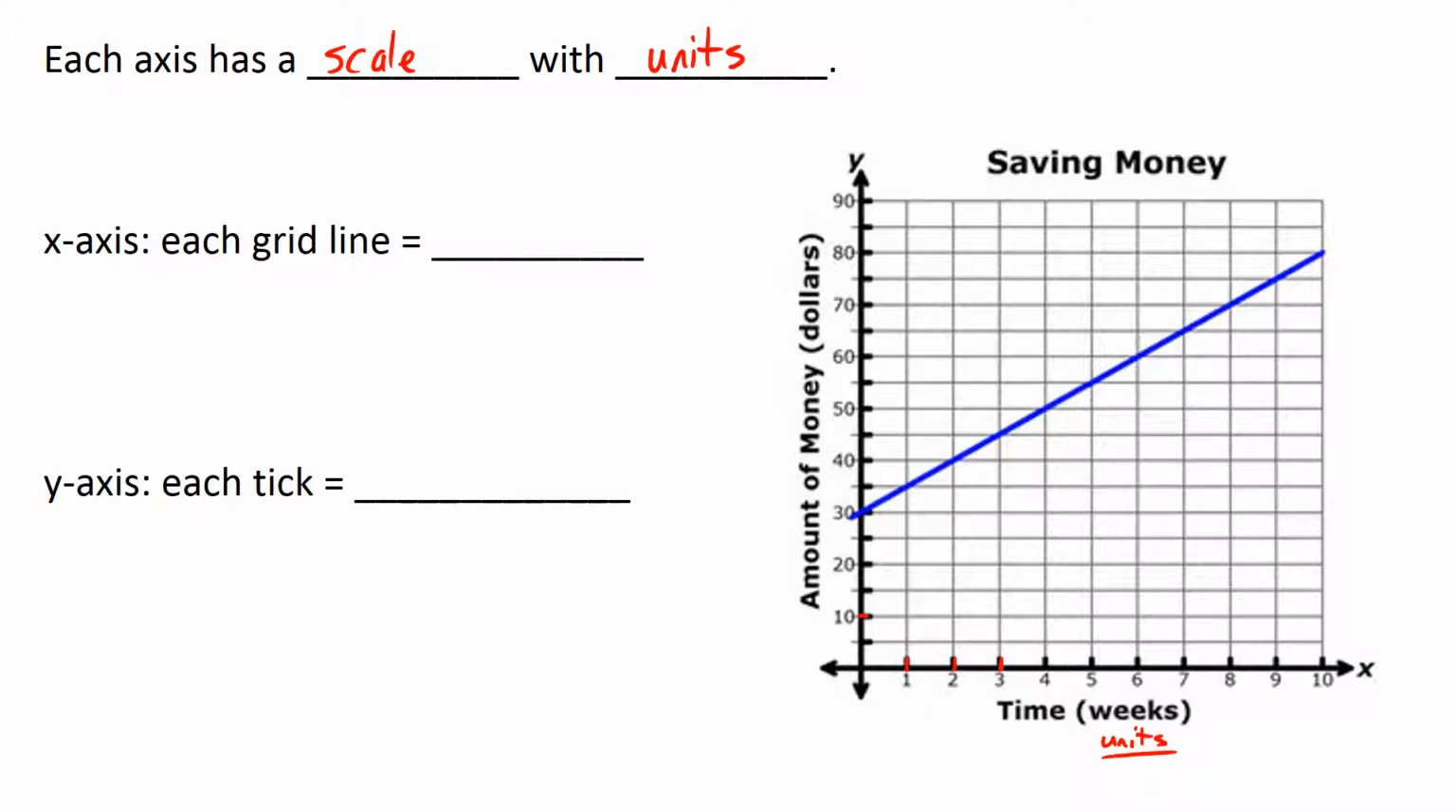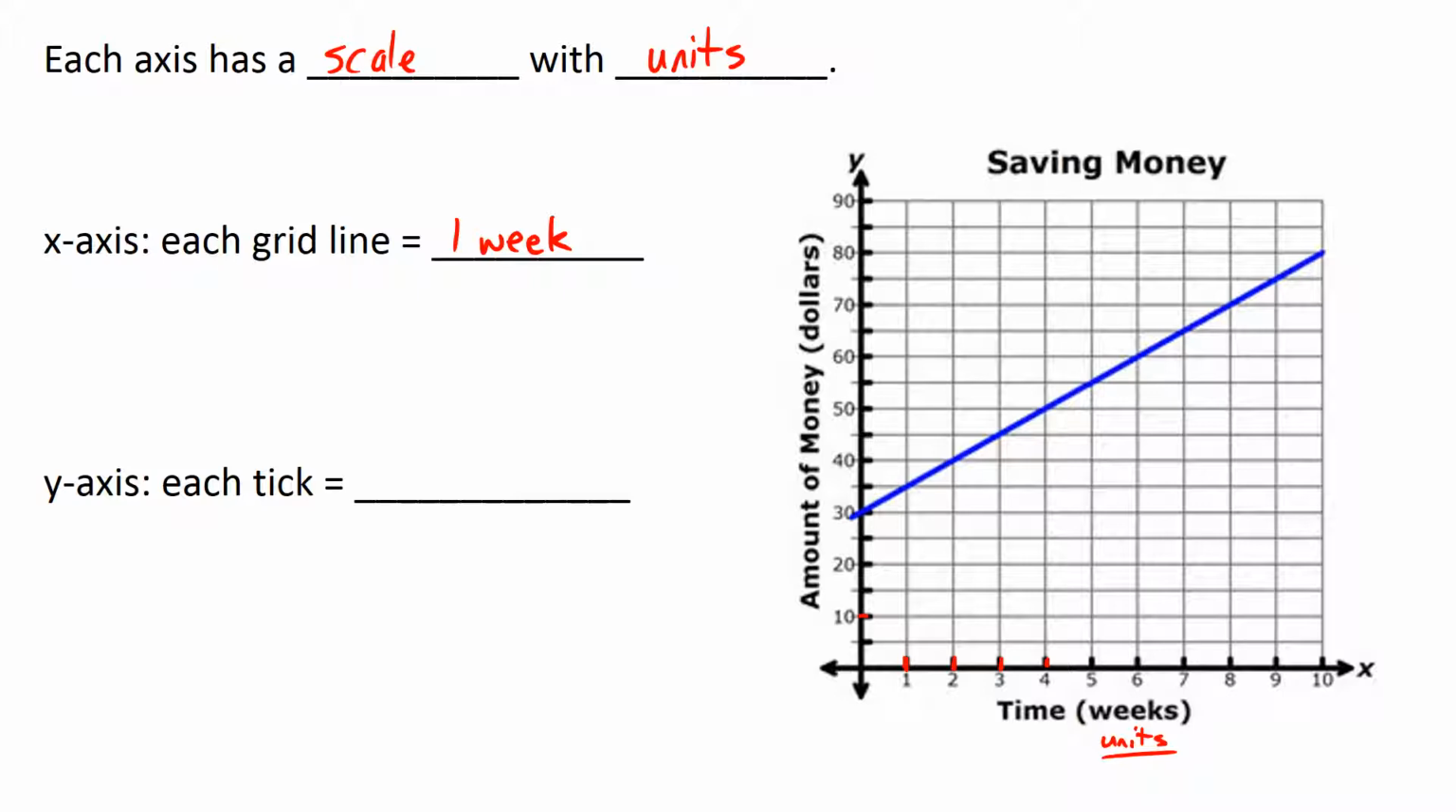So now, what does each grid line represent on the x-axis? Well, as we can see, each grid line counts up by 1 week. So each grid line equals 1 week on the x-axis.